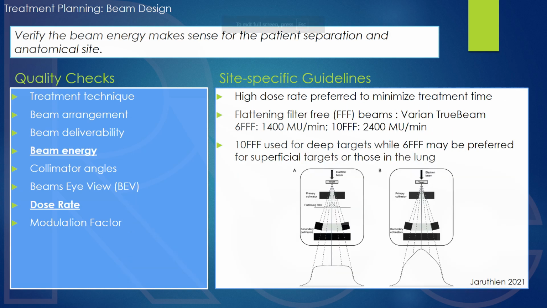Okay, what about beam energy and dose rate? The high dose rate is preferred to minimize treatment time. Flattening filter free beams on a Varian machine could be 1400 MUs per minute with 6 FFF, or 10 FFF could be as high as 2400 MUs per minute. One philosophy is to use 10 FFF for the more deep-seated targets while using 6 FFF for the more superficial targets like those in the brain or the lung. However, in clinical practice, both 6 FFF and 10 FFF are used across disease sites, whether it be SRS or SBRT.